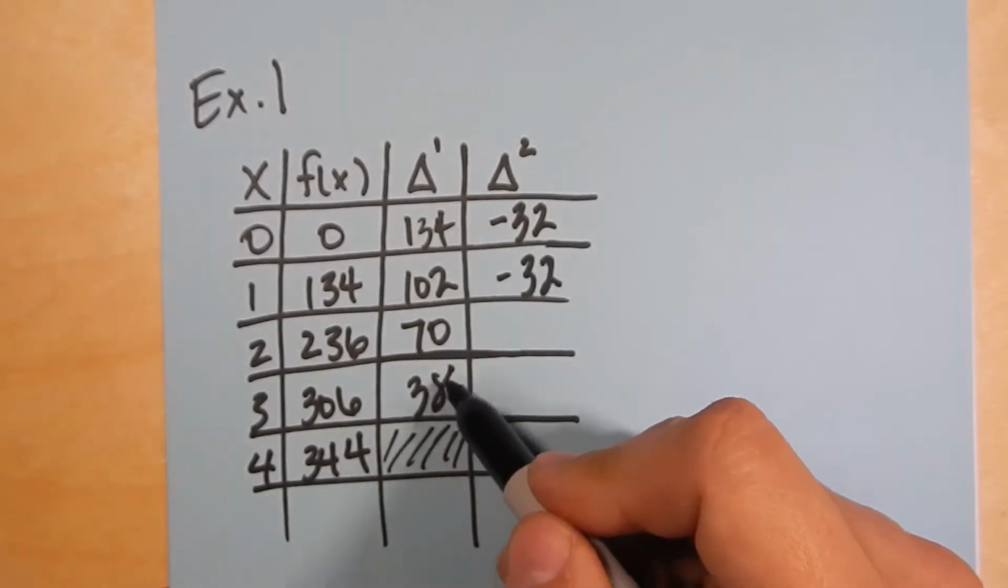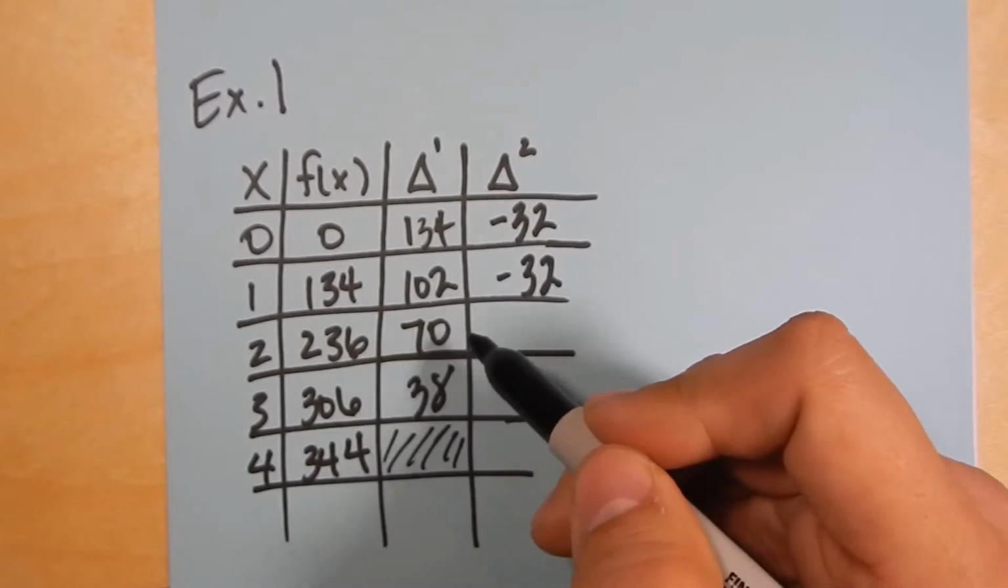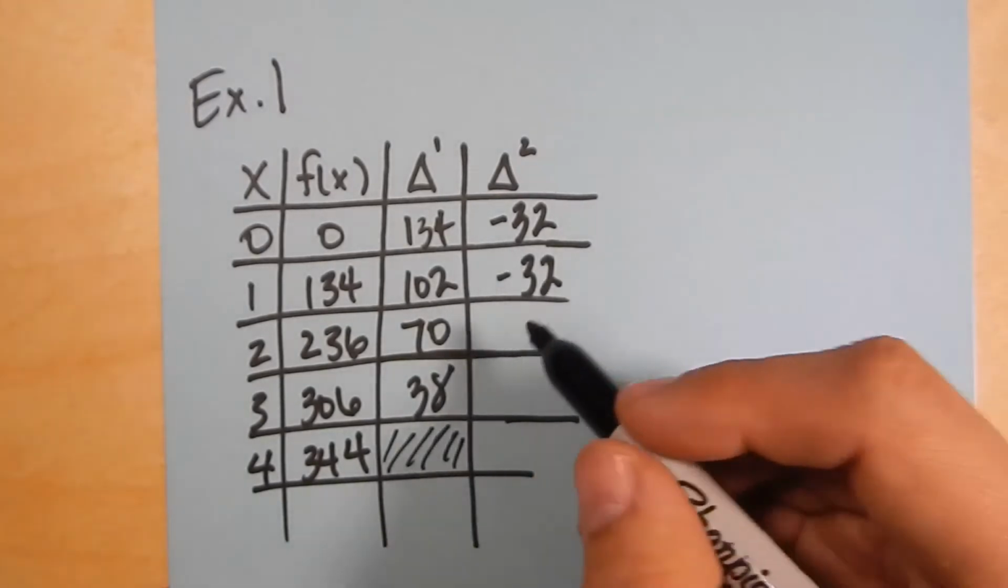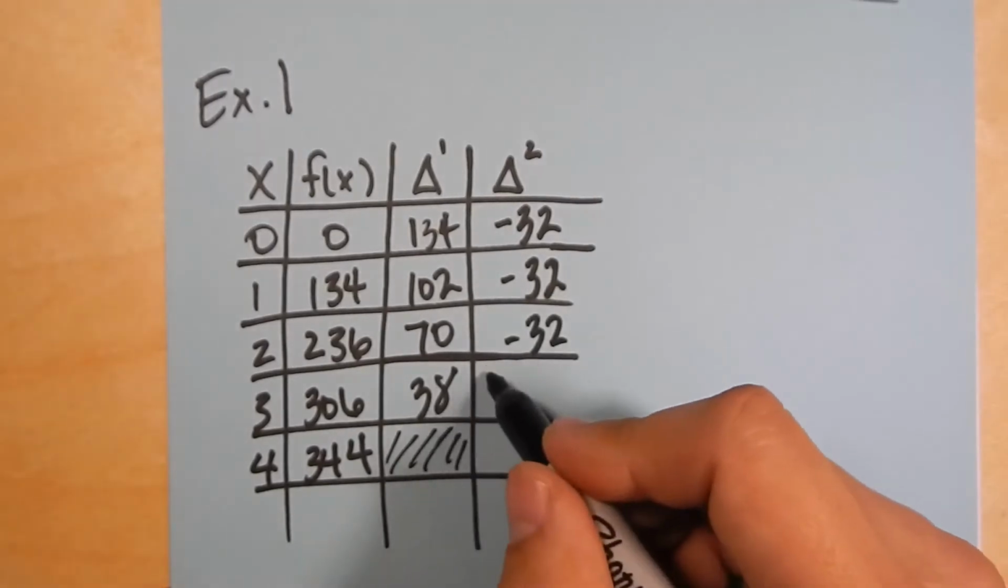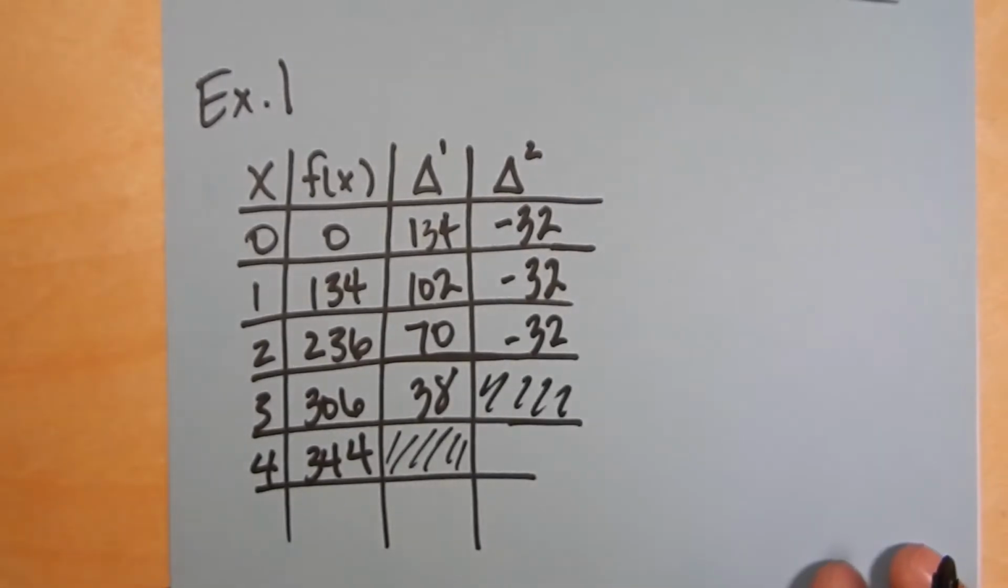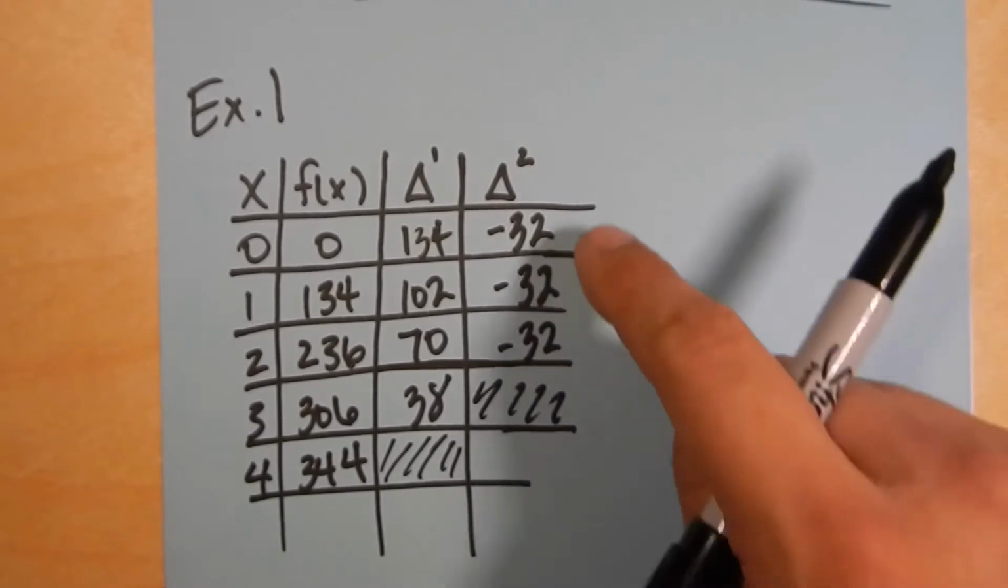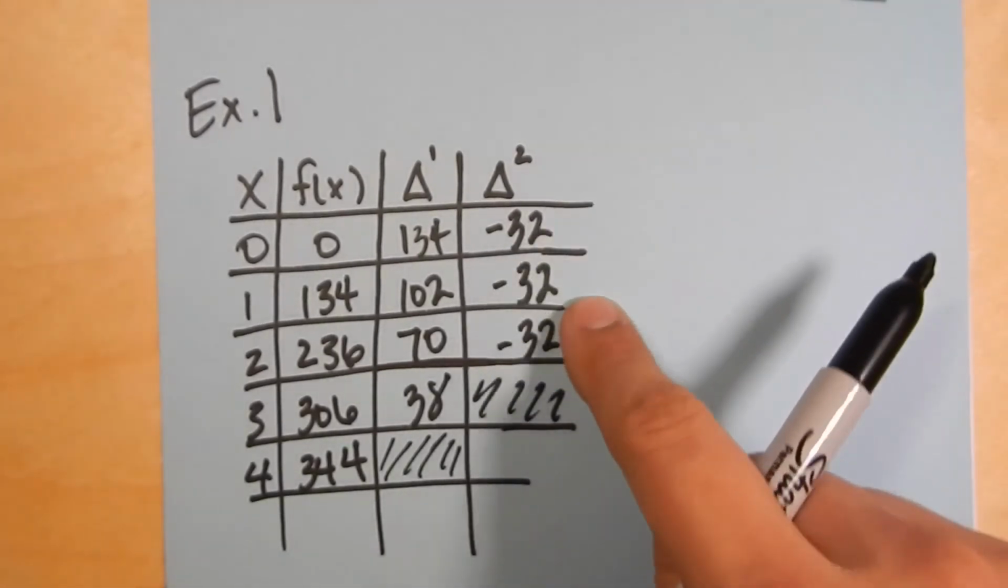Here we have 38 minus 70. Well, 38, 48, 58, 68. That's a difference of 32. So we've got, and again, we ran out of numbers. So that one we can't fill in. But we did get a delta 2 column.